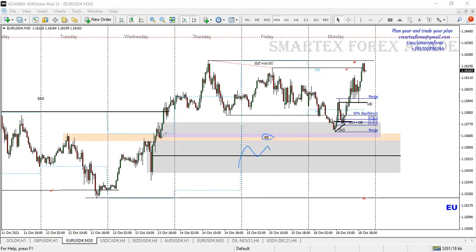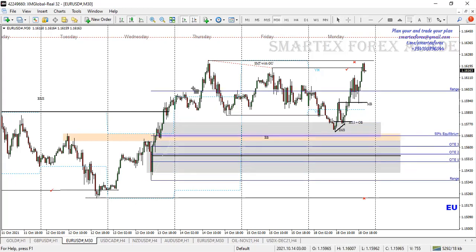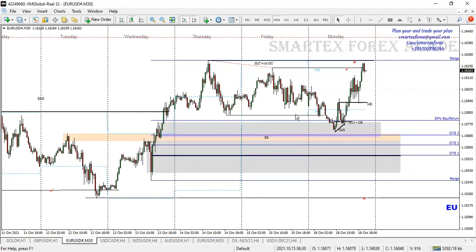And also, in the morning, I forgot to highlight this one. This is an OB, a bullish order block, which is in discount. If we can check here, this OB is in discount, so it was important to highlight it too, because this is the equilibrium, so this is our discount zone.